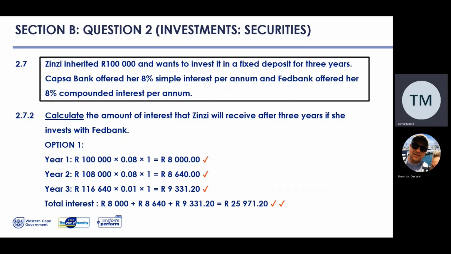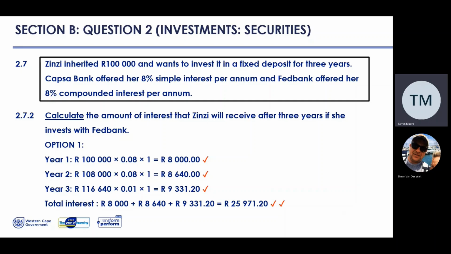Remember, I need to now look at the total interest, because it said for 3 years. I now take the interest and I add them together because the question says calculate the amount of interest that they will receive after 3 years. So it's not after 1 year, not 8,000. It's 8,000 plus the second year plus the third year. Gives us a total of 25,971.20 cents.